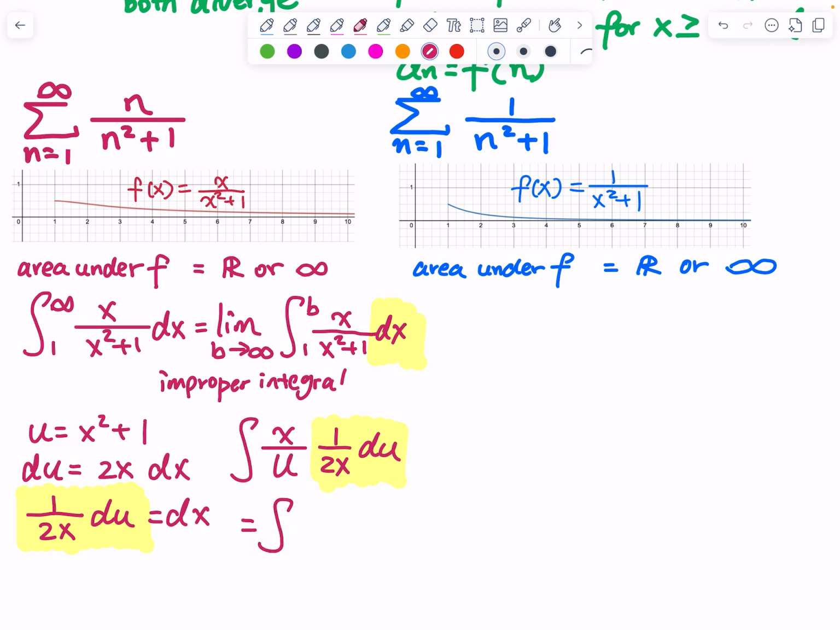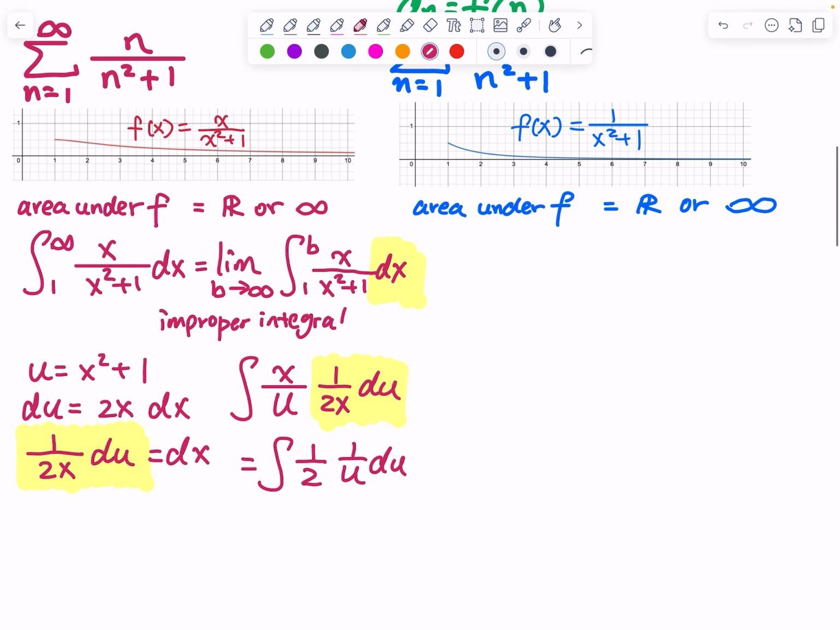Then you have the integral. How about I do a 1 over 2 and then a 1 over u du. What is the integral of 1 over u? The integral of 1 over u is ln. Then that is equal to 1/2 ln absolute value of u. Absolute value is required because ln of a negative is undefined. However, after I plug x back in for u, I have 1/2 ln. Then now you can use parentheses because x squared plus 1 is always positive.